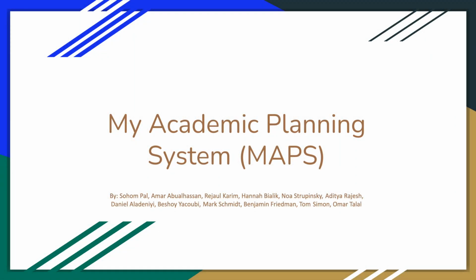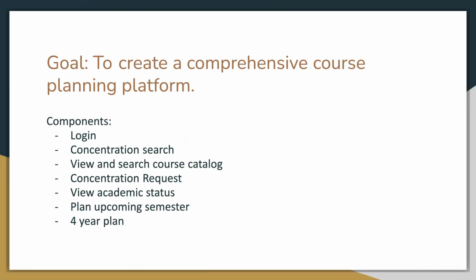Welcome to My Academic Planning System, or MAPS for short. The goal of this project was to create a comprehensive course planning platform. Before doing any planning, it's important for a person to know where they're at, and so we have an academic status feature. Our program also boasts sophisticated searching platforms, where students can explore the concentrations and courses offered at the university. Last but not least, our program provides platforms for students to plan their courses for the upcoming semester and to create a 4-year plan.